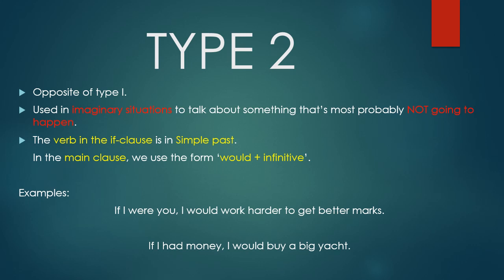If I were you, I would work harder to get better marks. If I had money, I would buy a big yacht. So in these two examples, we know the two things we are talking about are not very probable, so probably they're not going to happen.